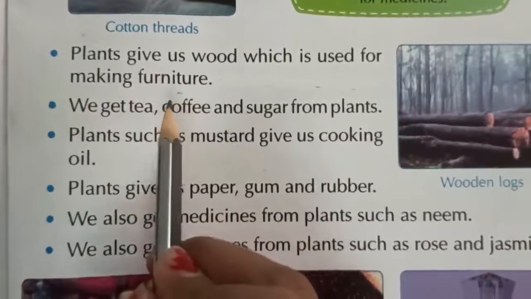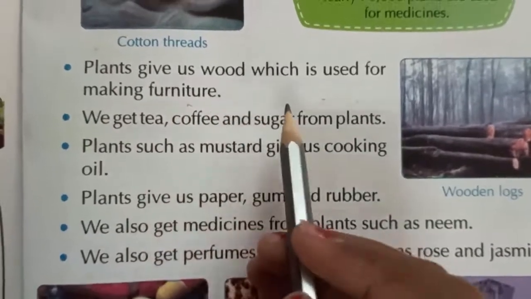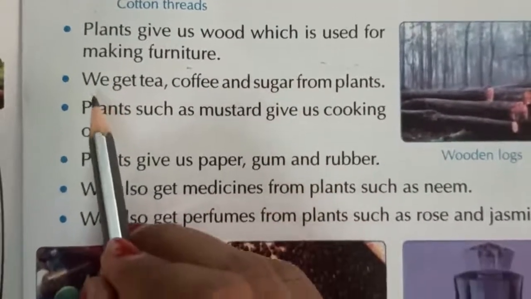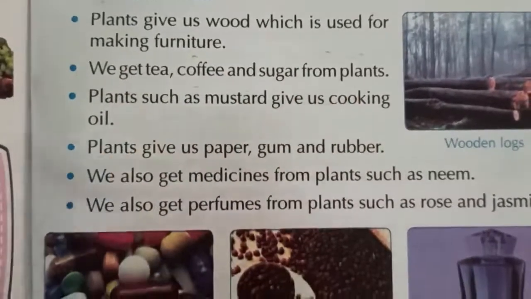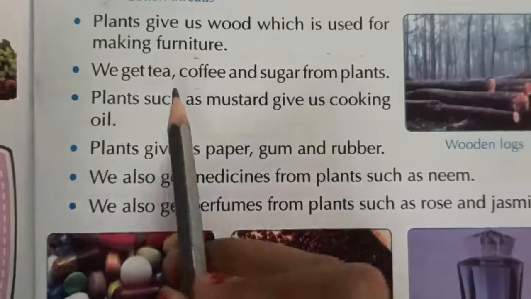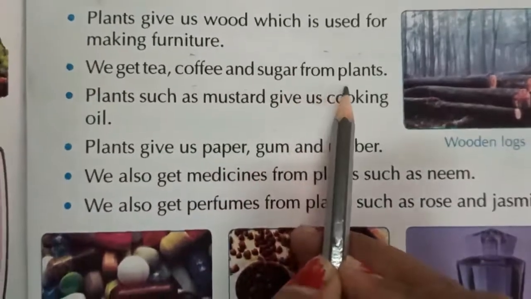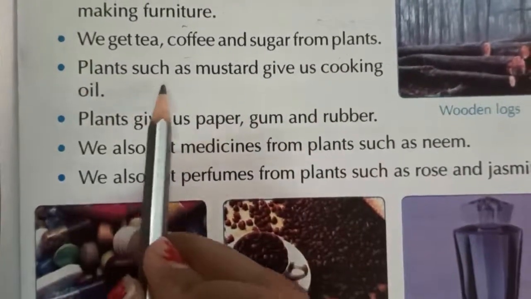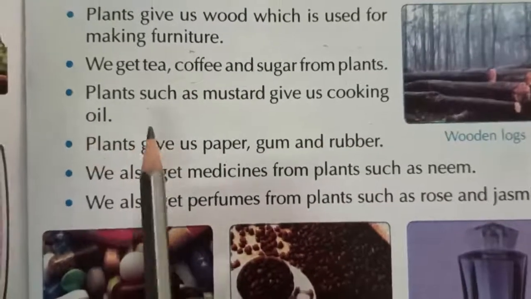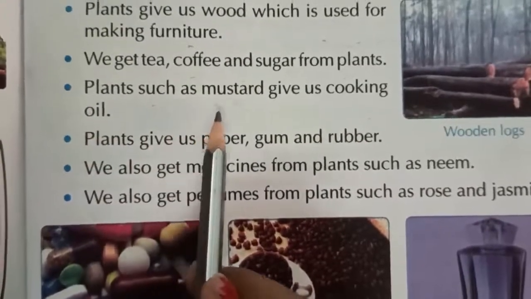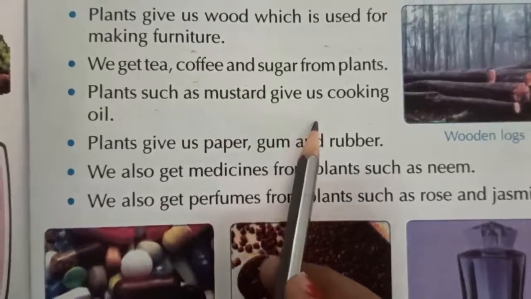Plants also provide us the wood which is used to make furniture. We get tea, coffee and sugar from the plants. Plants such as mustard give us cooking oil. So some plants also provide us the cooking oil.